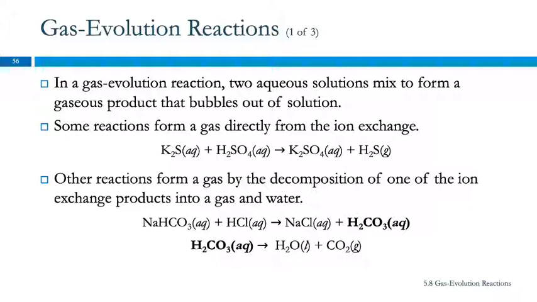Some reactions will form the gas directly from the ion exchange. So for these we're also predicting the products in the same way, looking at the ions that came to the party and swapping partners and seeing if there's any chemistry, right? So if we do the ion exchange for potassium sulfide and sulfuric acid, we end up with potassium sulfate and dihydrogen sulfide. This is actually a gas.